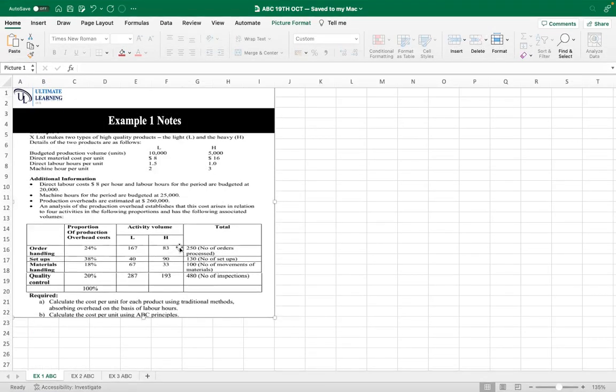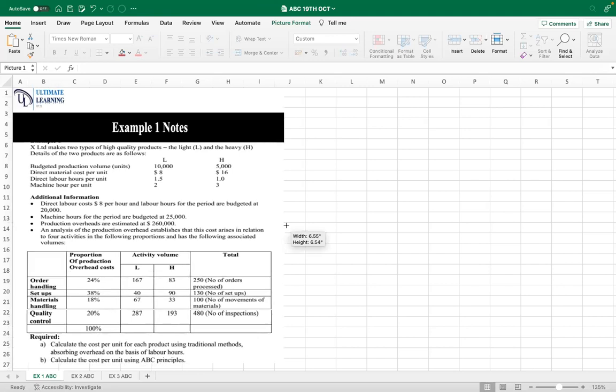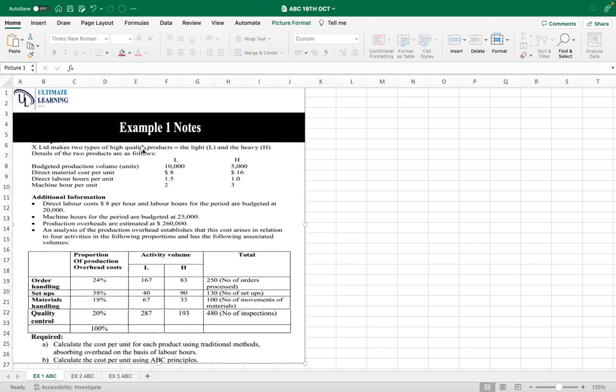So I hope we can see this example, which we had introduced earlier in the previous session. There is this example that we want to solve, so let's read it once more. We are in an example on activity-based costing and absorption costing. We are being told X Limited makes 2 types of high quality products, the light and the heavy. So there are 2 products, the light, abbreviated as L, and the heavy, abbreviated with letter H.